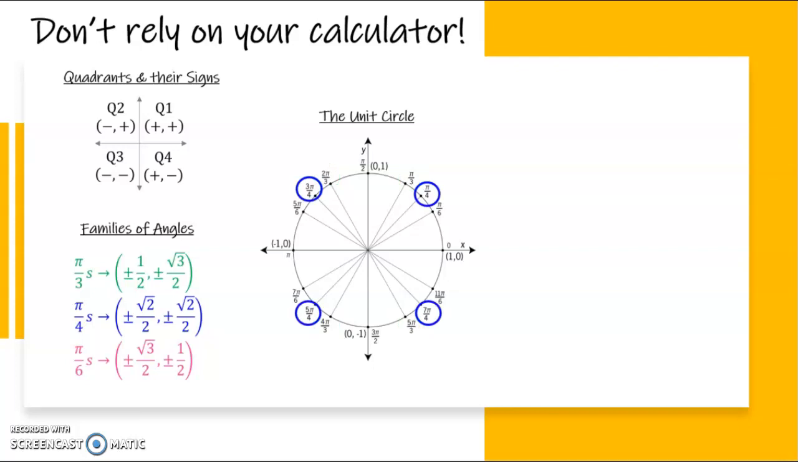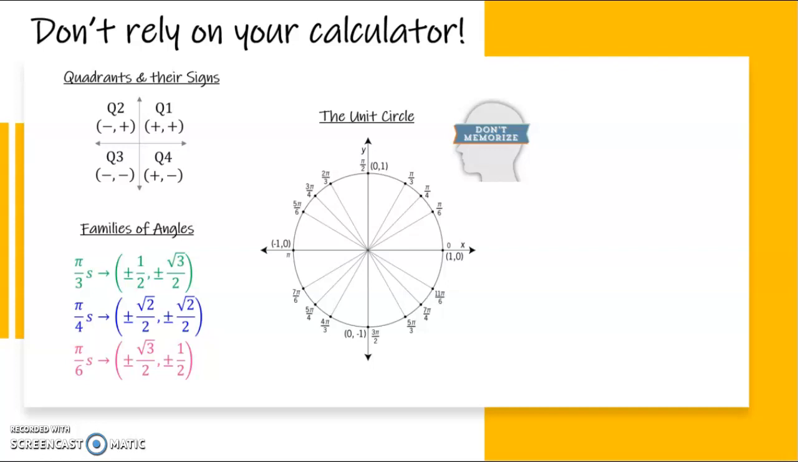Then we have our pi over 4's and our pi over 6's. I would not focus on trying to memorize the unit circle. I also wouldn't recommend having it next to you and referring to all of this all the time. It's important to be able to reason through it, which is what I'll model in the next problem.